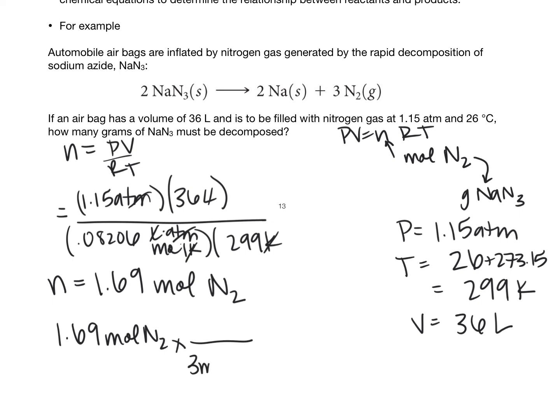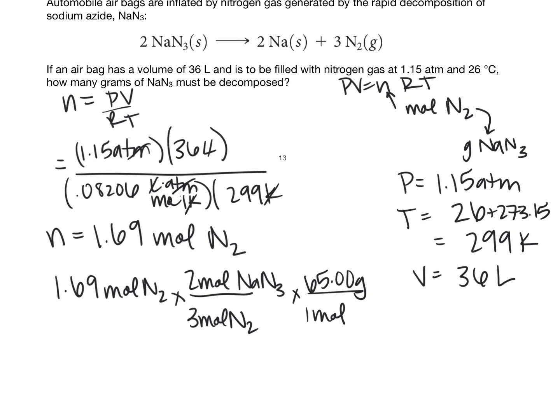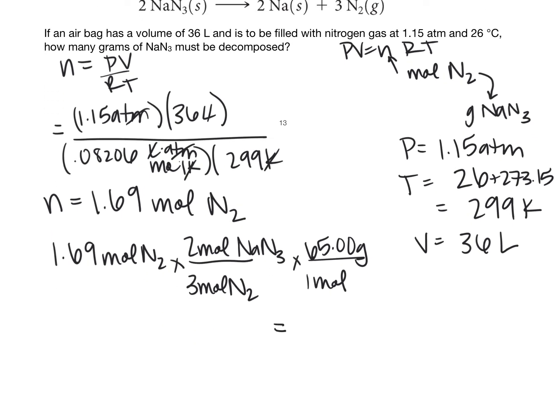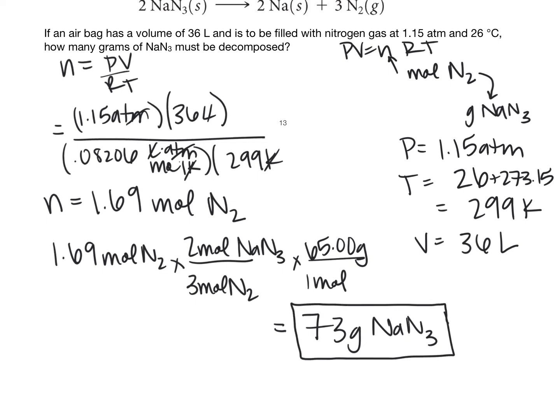For every 3 moles of nitrogen, we need 2 moles of sodium azide. And 1 mole of sodium azide is equal to 65.00 grams of sodium azide. Once you plug that in, you're going to get 73 grams of NaN3. So for every 73 grams, you're going to be able to completely fill an airbag if it is 36 liters at 1.15 atmospheres and 26 degrees Celsius.